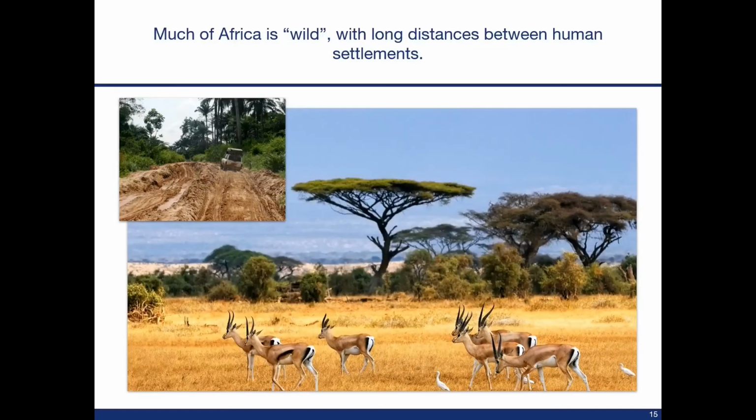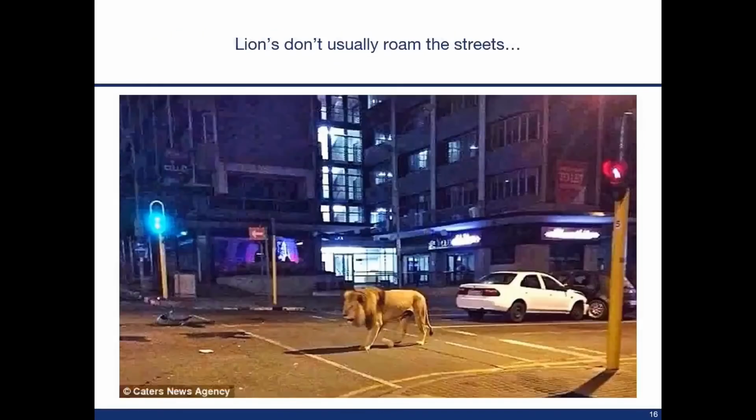Much of Africa is wild, with long distances between human settlements. This makes installing fiber more challenging in some ways, as there aren't necessarily tar roads to simply bury the fiber along. This is a real photo that was taken a few years ago just behind my university. Lions don't usually roam the streets, but sometimes a television advert requires it to drive the wild point home.